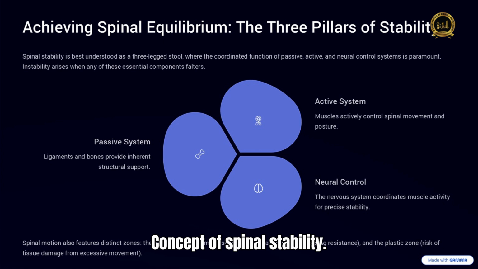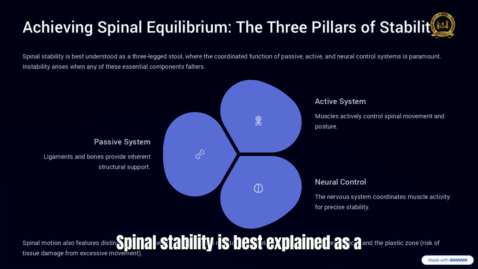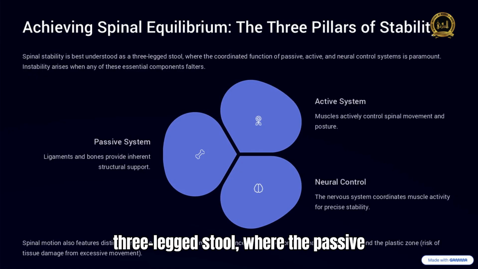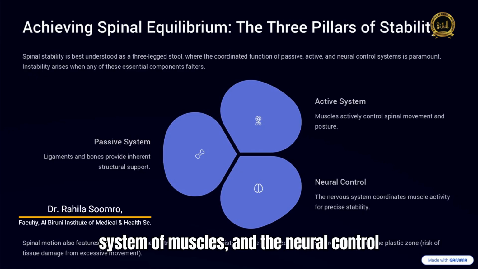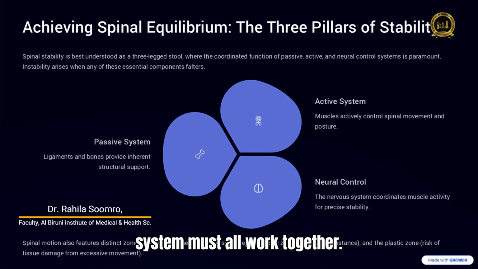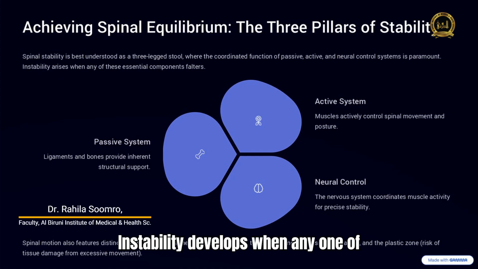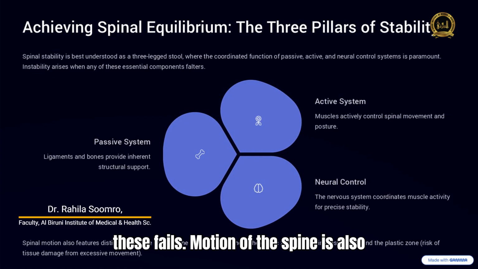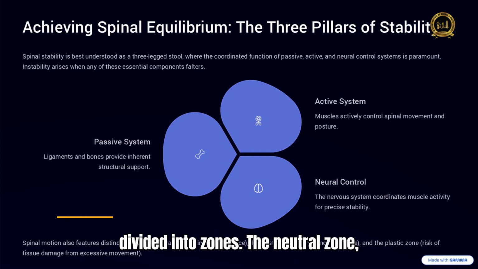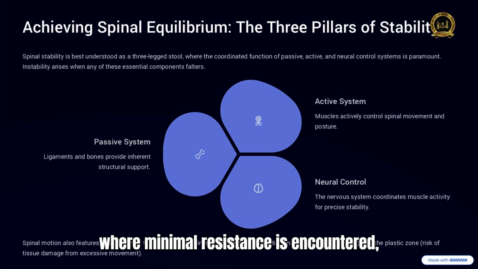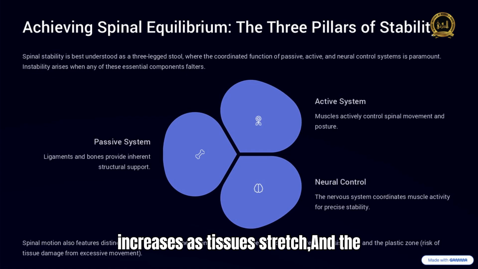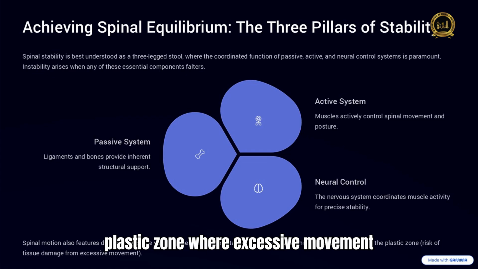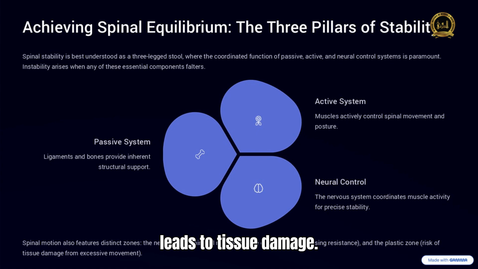Concept of spinal stability. Spinal stability is best explained as a three-legged stool, where the passive system of ligaments and bones, the active system of muscles, and the neural control system must all work together. Instability develops when any one of these fails. Motion of the spine is also divided into zones. The neutral zone, where minimal resistance is encountered, the elastic zone, where resistance increases as tissues stretch, and the plastic zone, where excessive movement leads to tissue damage.